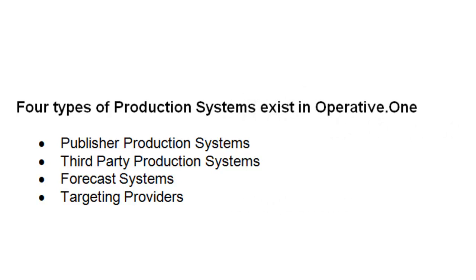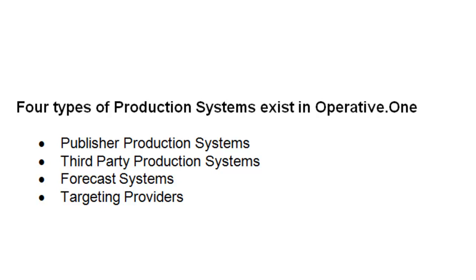4 types of production systems exist in Operative.One. A publisher production system is a system owned by the publisher. For digital advertising, this will be your primary ad servers. For example, you can integrate DFP, AppNexus, and other publisher production systems using API-enabled integration.